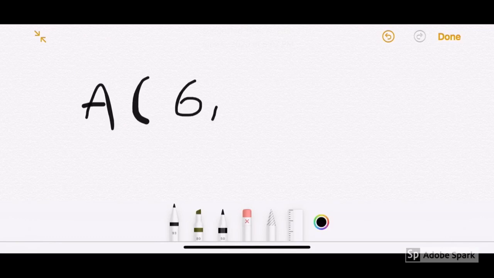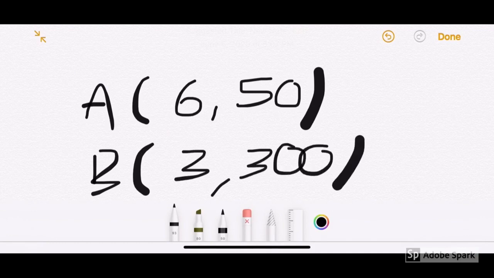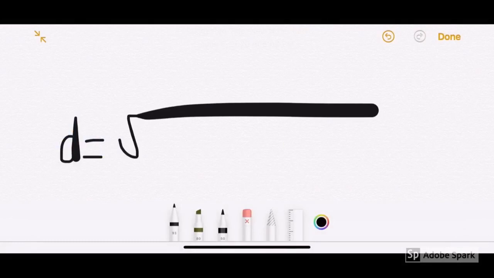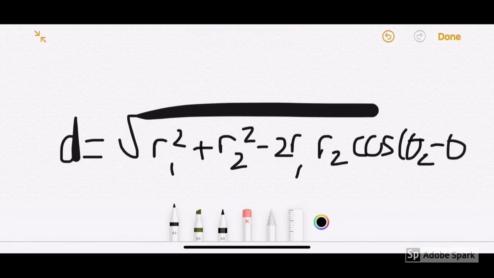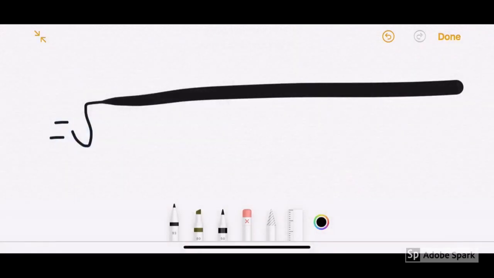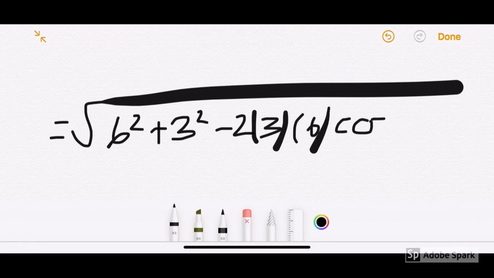Okay, so in the problem, we already have two given points. We have A, which is (6, 50°), and B, that is (3, 300°). We also have a formula we can use to find the distance between the two airplanes, and that is d equals the square root of r1 squared plus r2 squared minus 2 r1 r2 cosine of (theta 2 minus theta 1). So let's look at what else we have that is given. r1 is 6, r2 is 3. We also have theta 2 as 300° and theta 1 as 50°. So according to the formula, plug in the appropriate points.